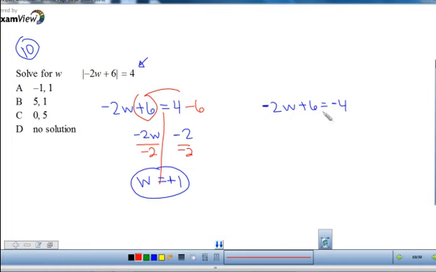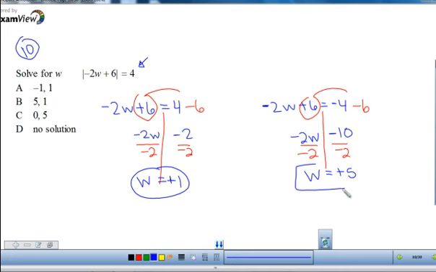On the other side, I'm going to subtract 6. -4 minus 6, same signs we add and keep. Bring down the -2w. Divide by -2. So w is +5, because the negative divided by negative is a positive. So w equals 1 and w equals 5. The answer is B.